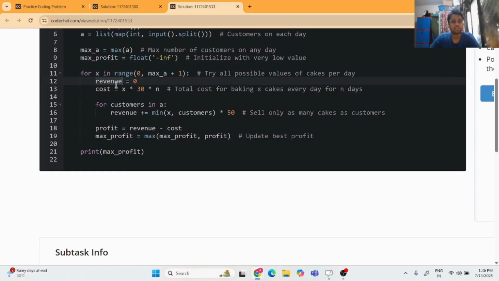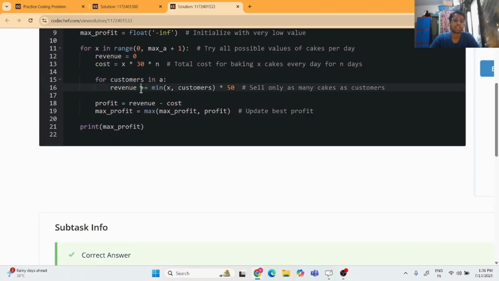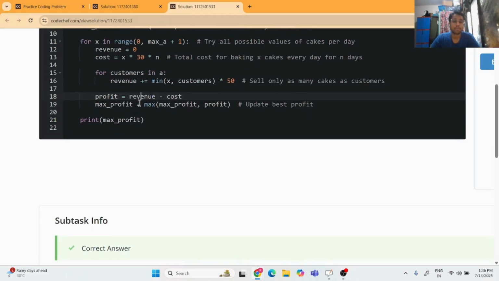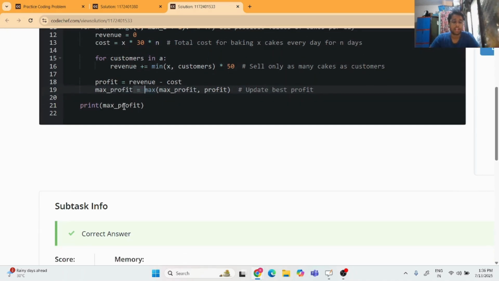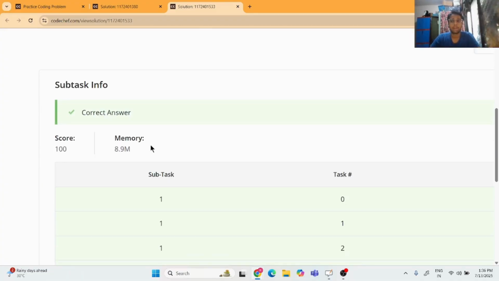Initializing a revenue variable equal to 0, and in this cost, I will get the total cost, and over here I get the total revenue, that is, sell only as many cakes as customers. In this profit, I will store revenue minus cost, and in this max profit, I will get the total max from 0 to max of a. That would be the best maximum profit. And at the last, I'm simply printing the max profit. As you can see, guys, I have got my Python code right.